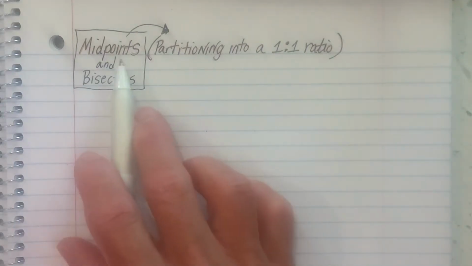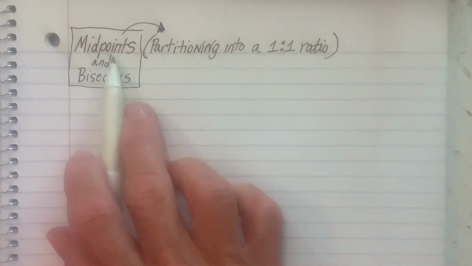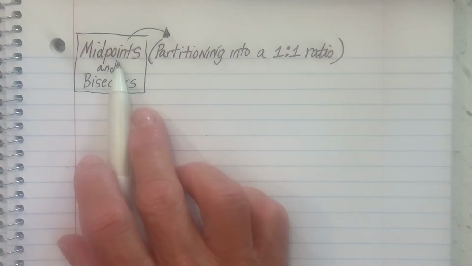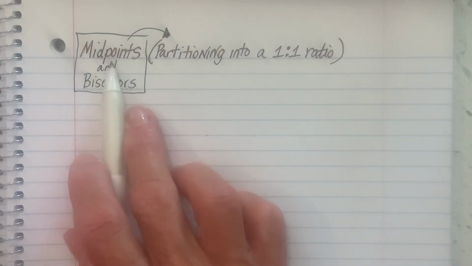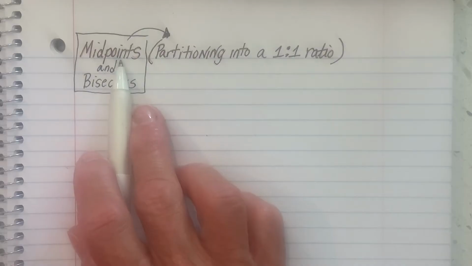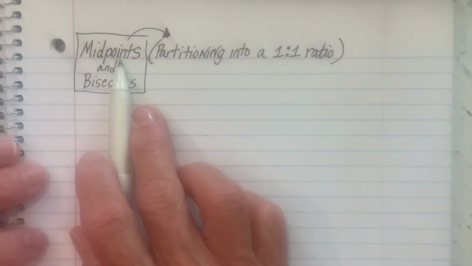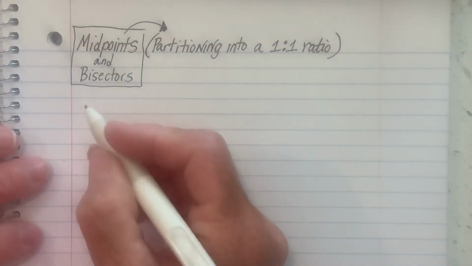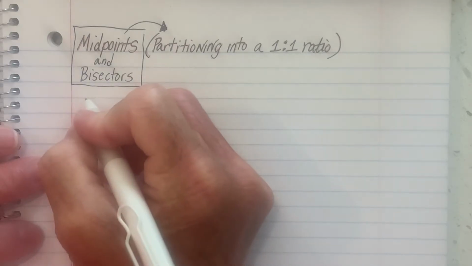In this video, we're going to look at how to locate a midpoint of a segment. A midpoint is going to be a point that's exactly in the middle of a segment, and I'll come to that in just a moment. But I'd like to remind you the formula we used in a previous lesson on partitioning a segment.